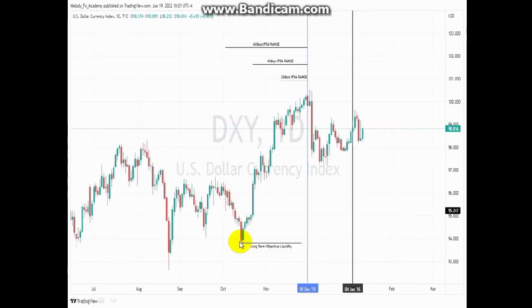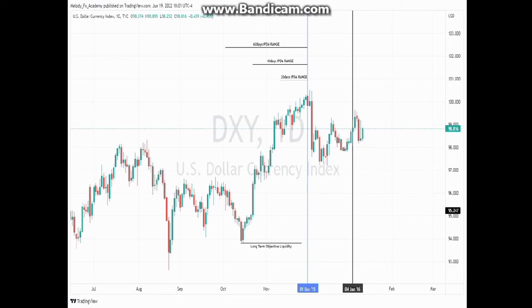Of course we have our old low right here, because the first question you ask yourself is, what is the highest high or the highest low or the lowest low in the last 60 days? That is going to make it easier for you to know where the long-term objective liquidity is that price is going to be seeking, that the algorithm is going to be seeking.